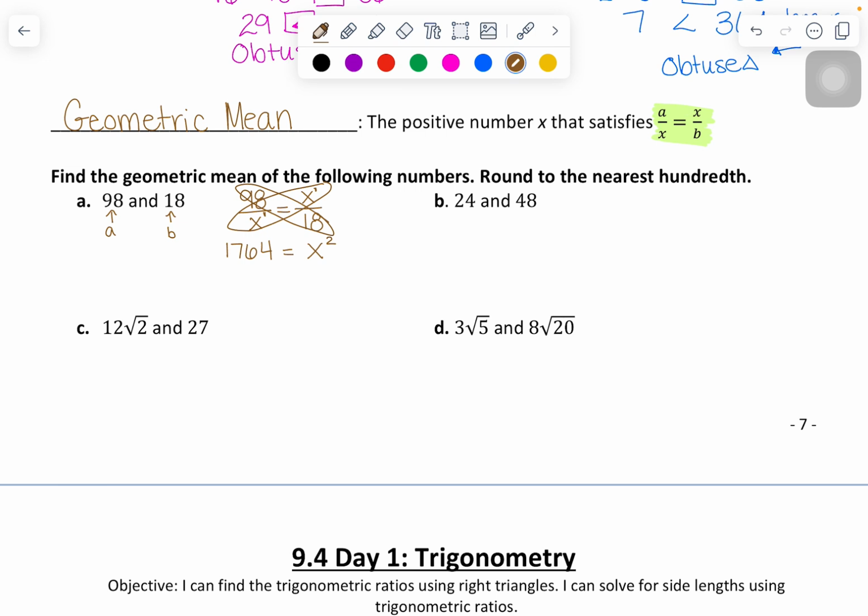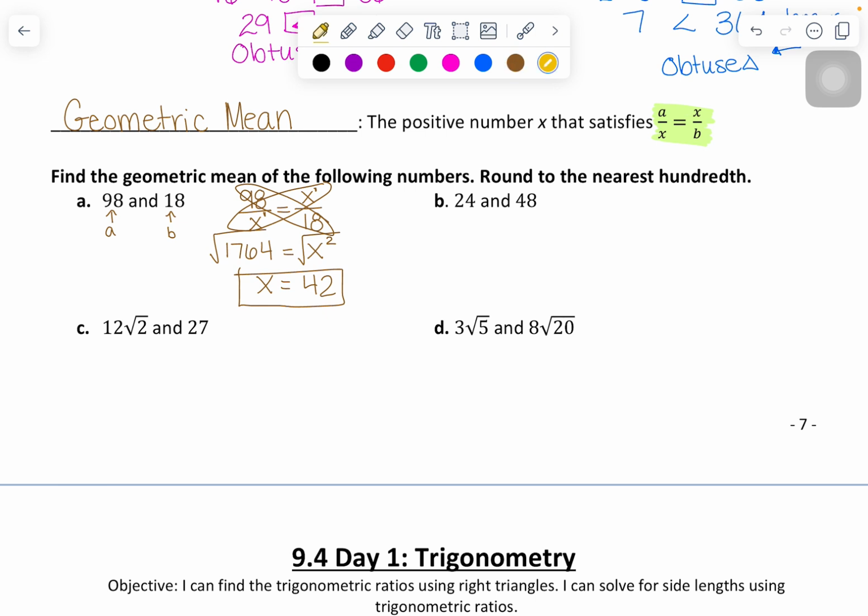Now, when you take a square root, what typically goes with it again? I hope you said plus or minus. So x equals 42. But here's the thing. Geometric means are never negative, at least for our purposes. So you don't have to worry about the plus or minus, but it's something to keep in mind.